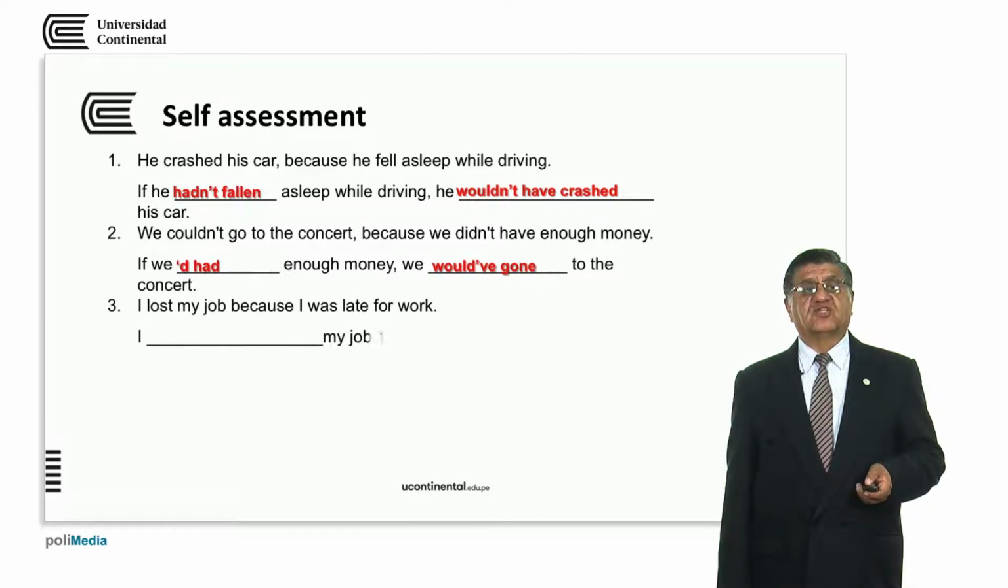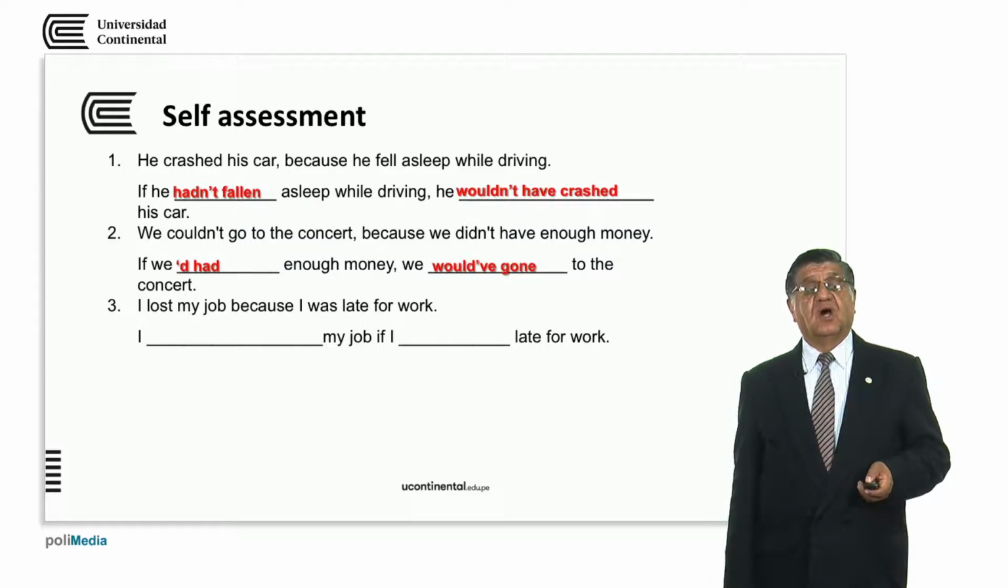I lost my job because I was late for work. That's easy. What would happen if I had been on time? The main clause is the result. The result is the perfect conditional. And the main clause comes before or after if. So, we need to use an auxiliary verb, would, could, or might, and have, and the past participle, and after if we use the past perfect. Let's see.